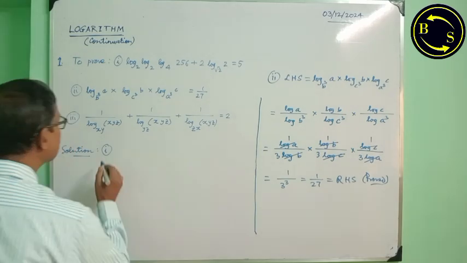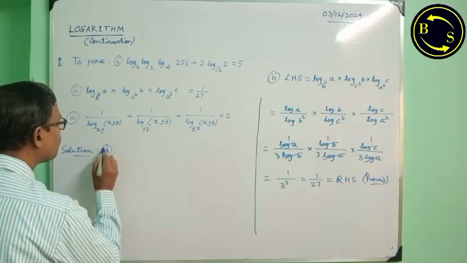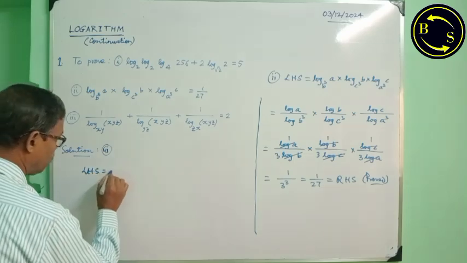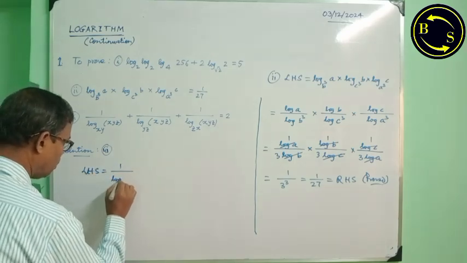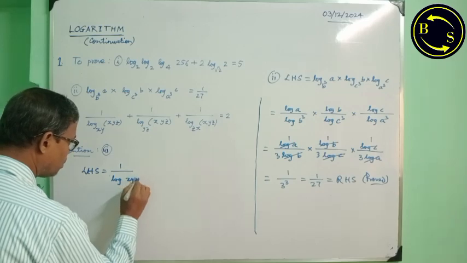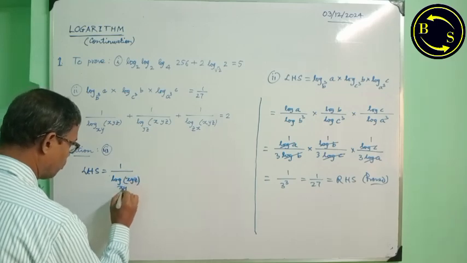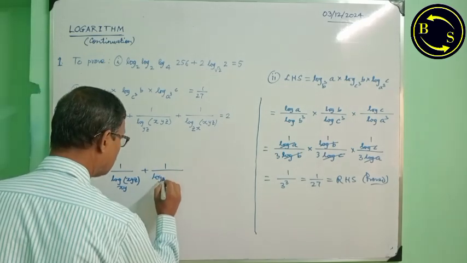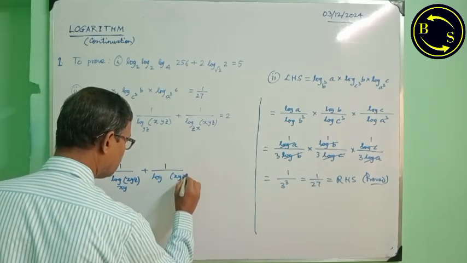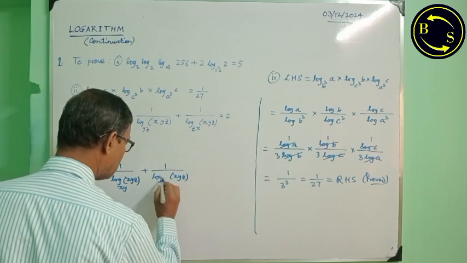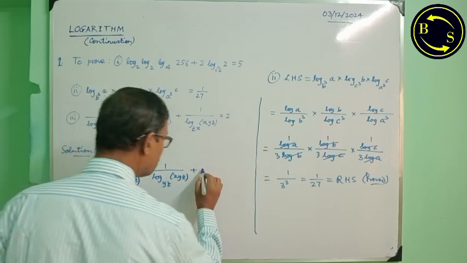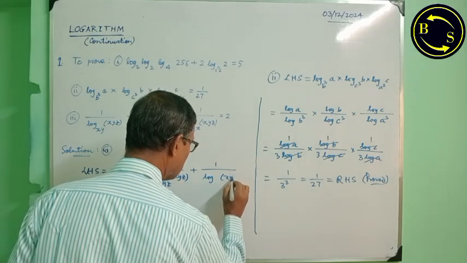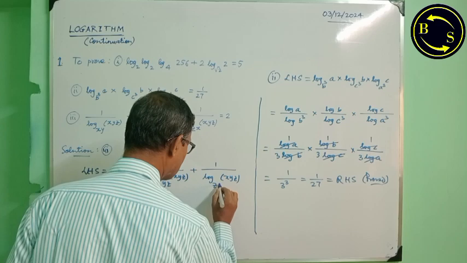Now, number 3, LHS: 1 by log of xyz to the base xy plus 1 by log of xyz to the base yz plus 1 by log of xyz to the base zx.